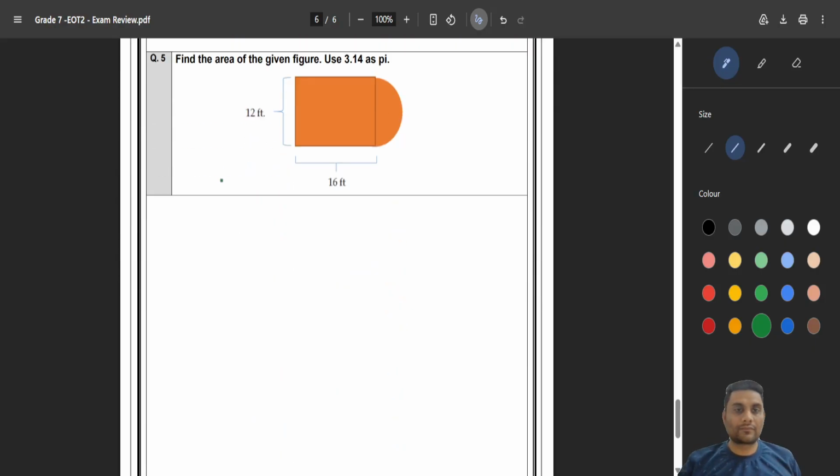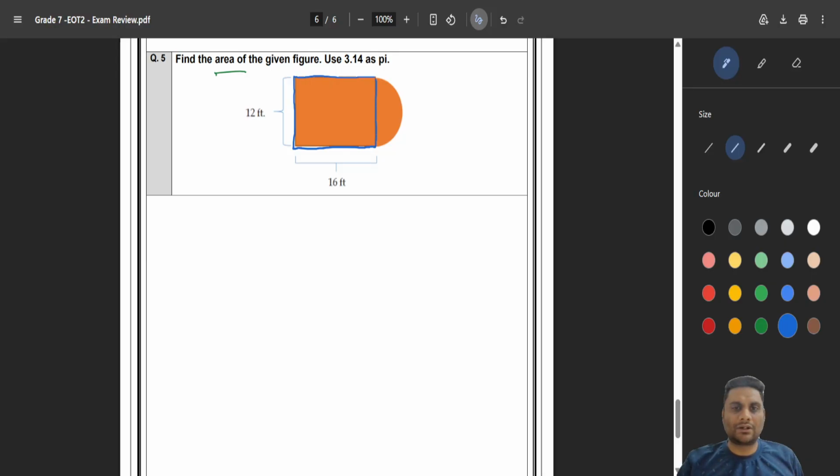Last question. Find the area of the given figure. Now this is not a simple figure. This is a composite figure. This figure is made from 2 different shapes. Number 1, rectangle. See, I am drawing it. This is the first shape.